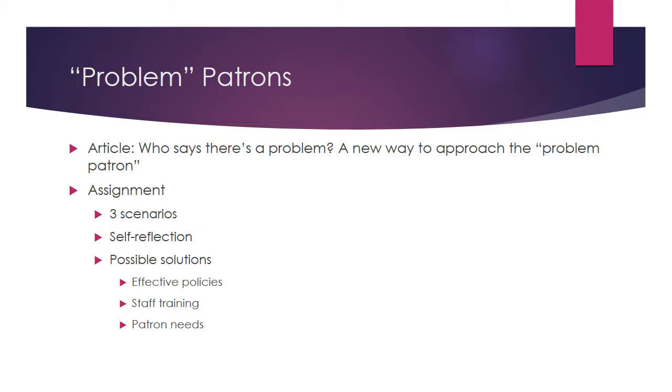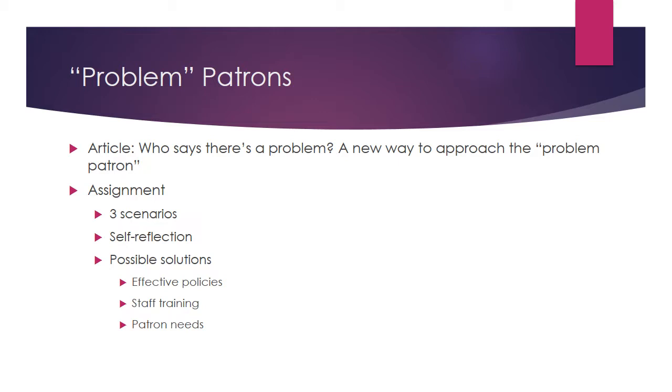The assignment itself gives you 3 different scenarios that you need to read through and then respond to. And I would encourage you to have some self-reflection about the situation that's described and think about things like maybe the patron's point of view and what kind of level problem this is. Is it a community level problem? Is it an organizational level problem, or is it an interpersonal level problem? And also think about some possible solutions.